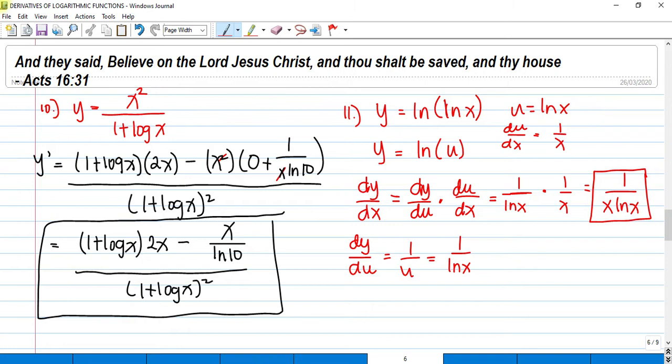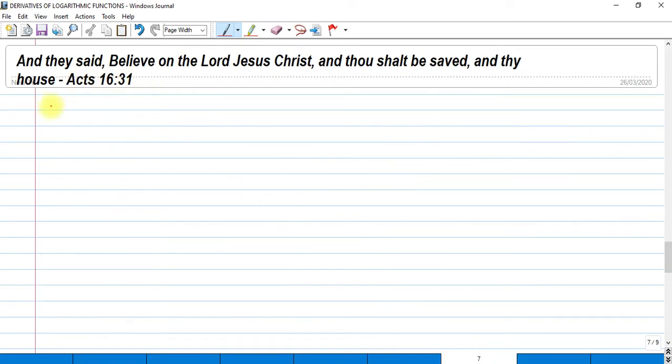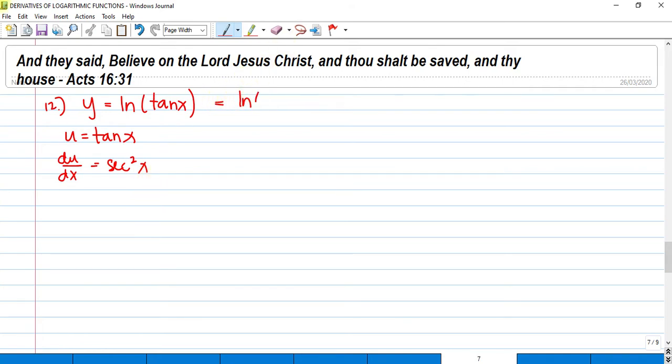You must use a chain rule in evaluating such problems. Okay, so for another problem, we have number 12. I think that is y is equal to ln of the tangent of x. Again, we let u is equal to tangent of x. We have du over dx. The derivative of tangent is secant squared x. Then our given now is ln of u.